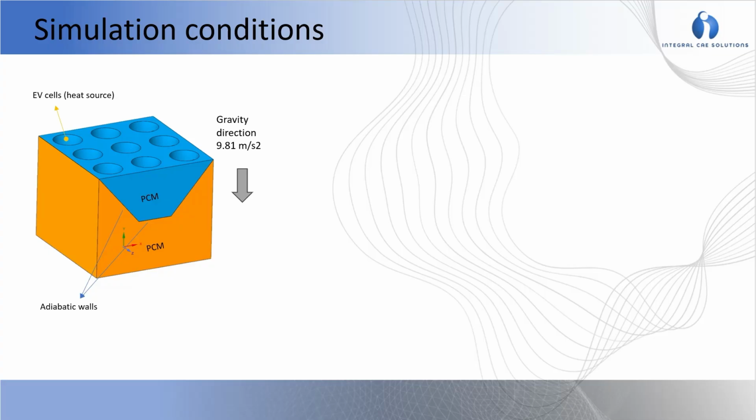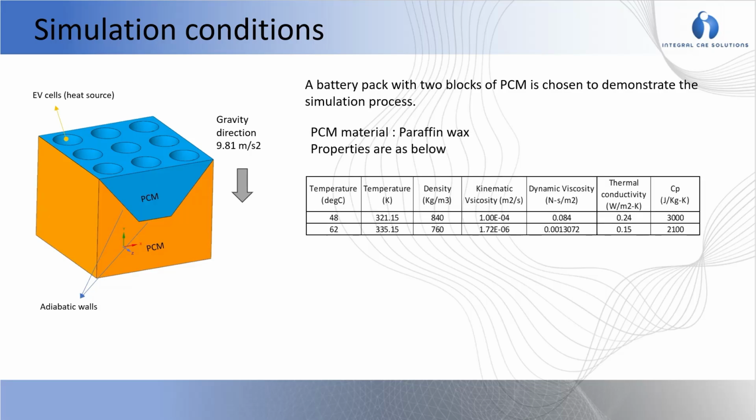Let's look at the simulation conditions that we are going to use. The cylinders you are looking at are the EV cells. So we are going to apply a heat source on those cylinders. The top and bottom blocks are made up of a PCM material, and the walls that separate the top and bottom blocks are adiabatic walls, and there will be gravity in the direction as shown. A battery pack with two blocks of PCM is chosen here to demonstrate the simulation process. The PCM material we are going to use is paraffin wax, and the properties of the material are as below. The properties are shown at two temperatures here, 48 degrees Celsius and 62 degrees Celsius. These are the liquidus and solidus temperatures.